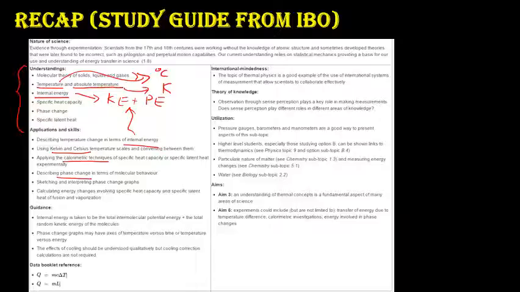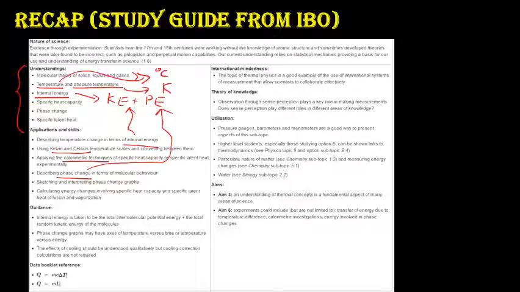And phase change in terms of molecular behavior is considering the potential energy. And for sketching and interpreting the phase change graphs, I think you will see more on the cognitive question. And the last one is calculating energy change involving specific heat capacity and specific latent heat. We will be mainly doing that in this chapter.